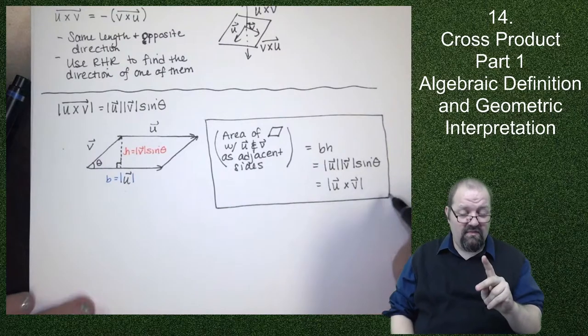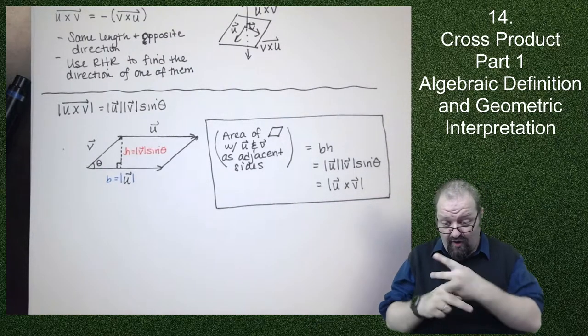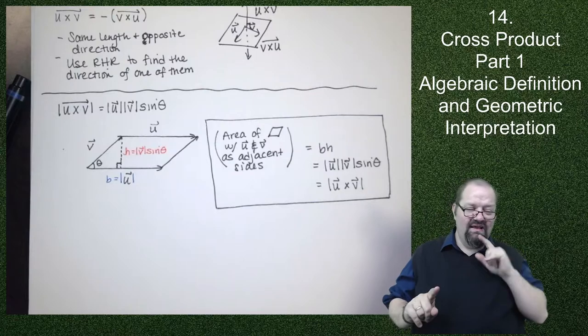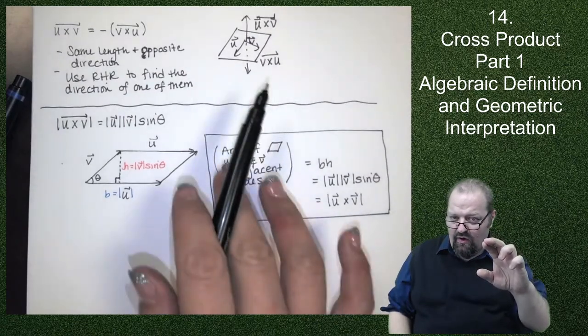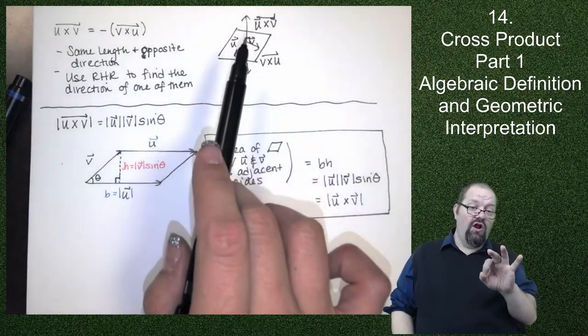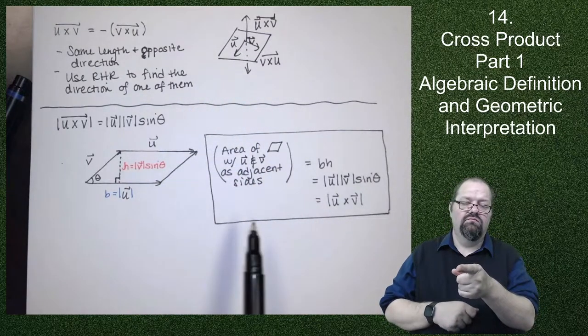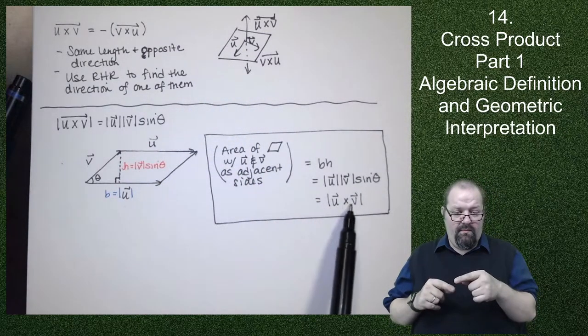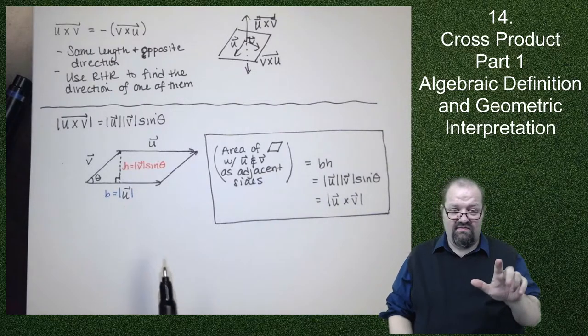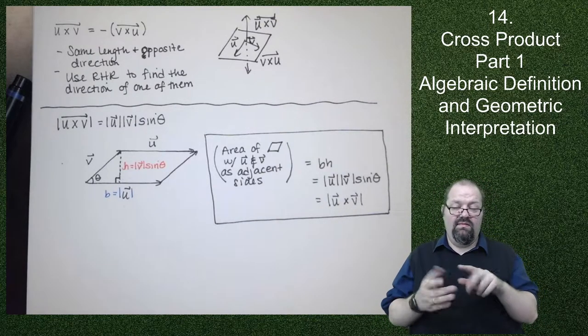So this is another piece of geometric significance. This is not the cross product itself, because the cross product is a vector, it's not a scalar. The direction of the cross product gives us a vector that's perpendicular to both U and V. But if I'm taking the length or the magnitude of the cross product, I get the area of the parallelogram with U and V as adjacent sides.